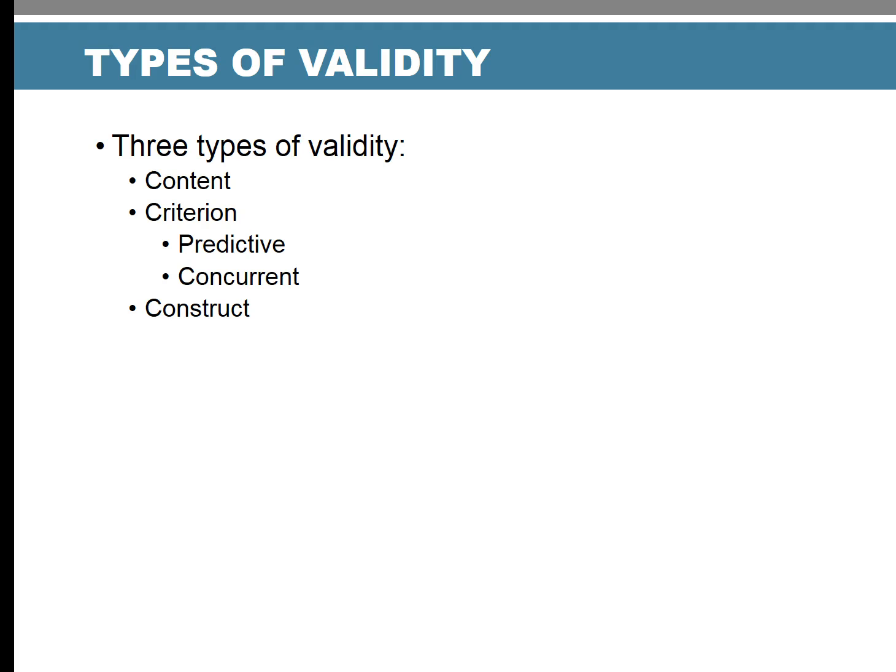We have 3 different types of validity. These are content, criterion, and then within criterion we have predictive and concurrent, and then also construct validity. So we're going to talk about examples for each of these and how you might measure them.